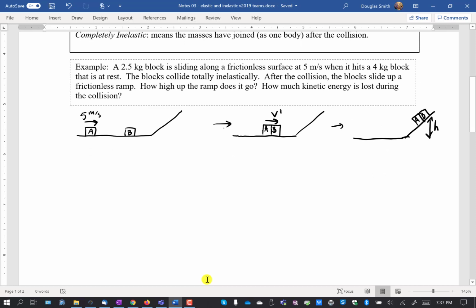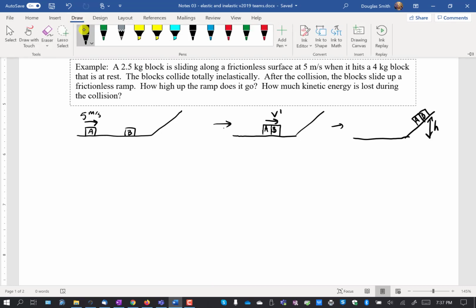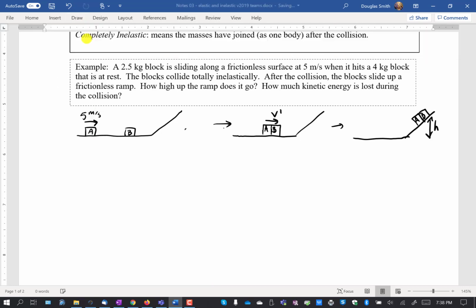So this is like a two-step problem. There's a collision problem, so in here we analyze this with a collision. And here we do an energy analysis. So first of all, we can use momentum to analyze the collision, and then we can use energy to figure out what happens afterwards.